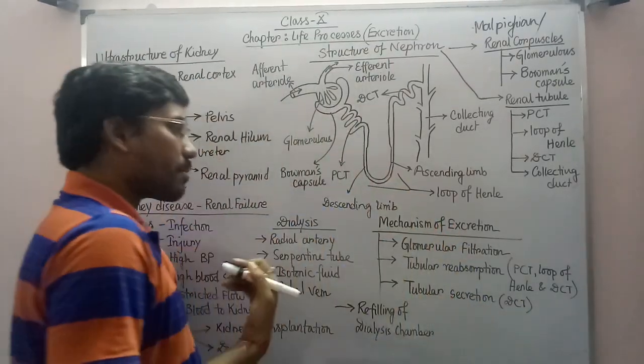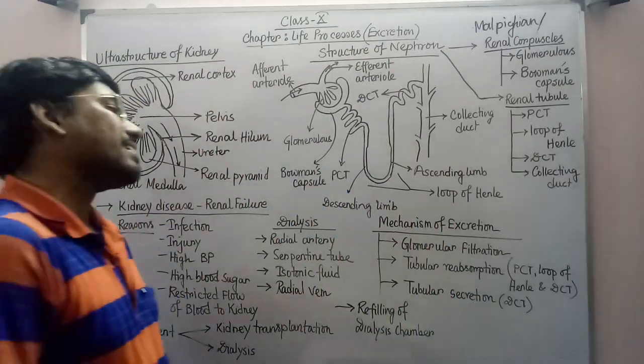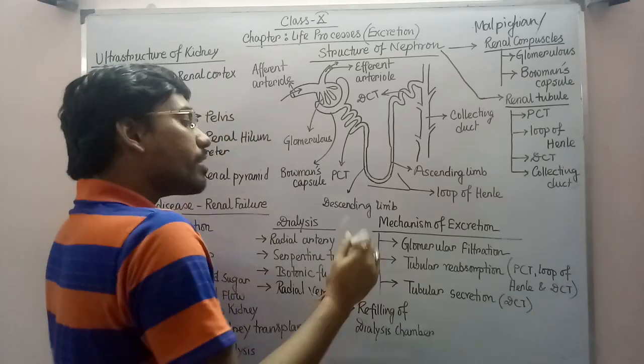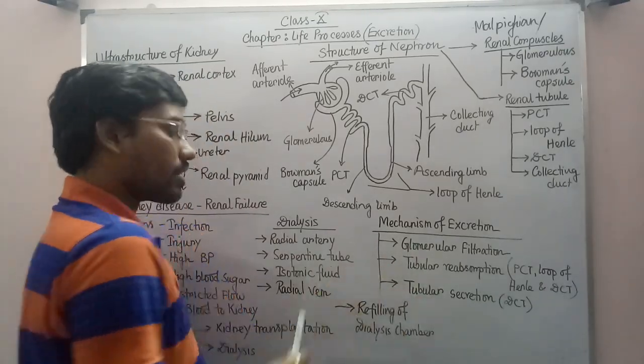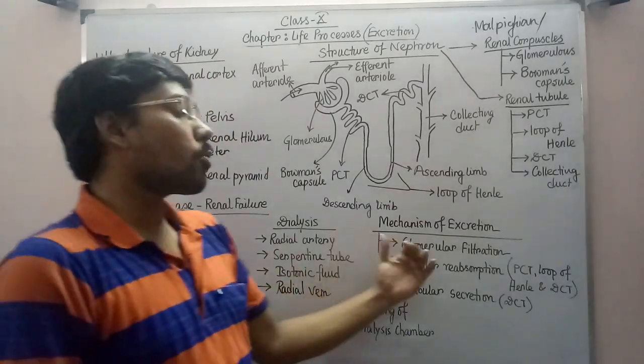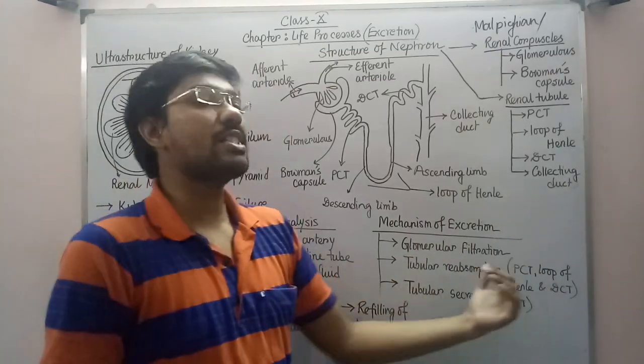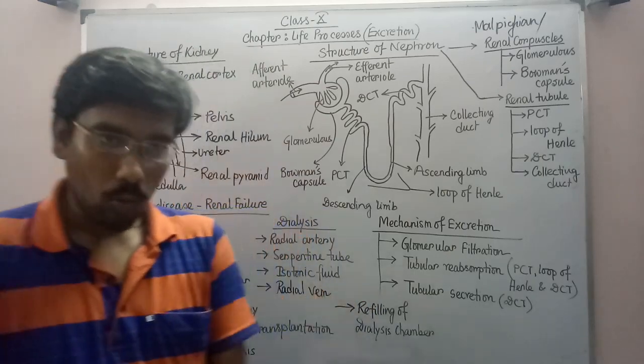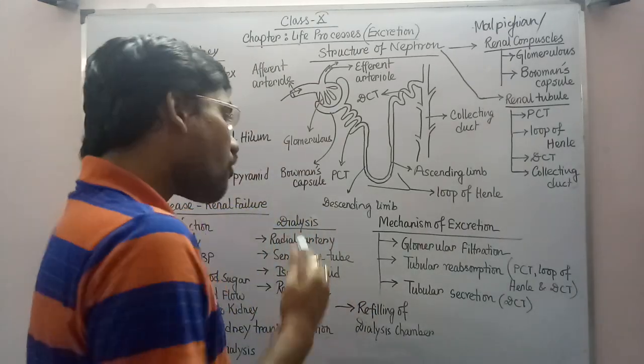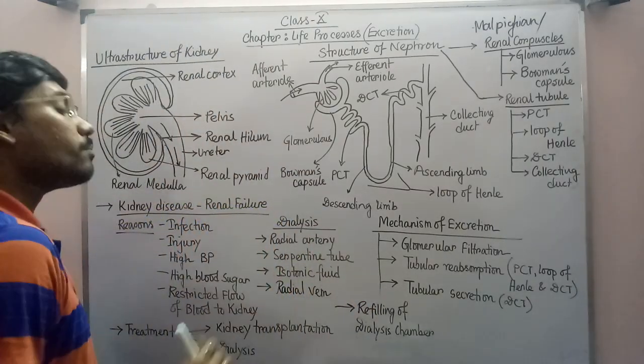So for understanding the mechanism of excretion, or the mechanism of urine formation, we have to discuss these three steps. What are these three steps? First step is glomerular filtration, second step is tubular reabsorption, and third step is tubular secretion. What are these specific steps? Let's see. First, listen carefully.